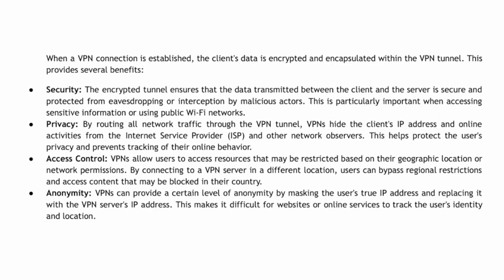By routing all network traffic through the VPN tunnel, VPNs hide the client address and online activity from the client's internet service provider (ISP) and other network observers. Next is access control. A VPN allows users to access resources that may be restricted based on their geographic location or network permissions.